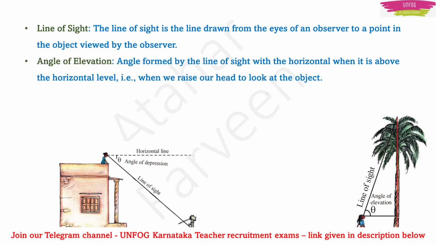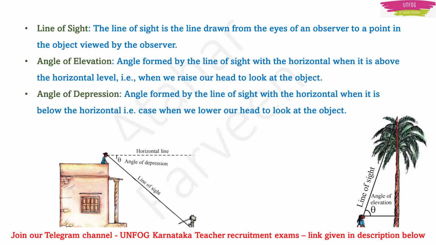And then the angle which is formed by the line of sight with the horizontal when it is above the horizontal level, means when you are raising your head to look at the object, that angle is known as angle of elevation. And its opposite, that means the angle which is formed by the line of sight with the horizontal when it is below the horizontal, that is when you lower your head to look at the object, that will be your angle of depression. Okay, I hope these 3 points are clear now: line of sight, angle of elevation, and angle of depression.